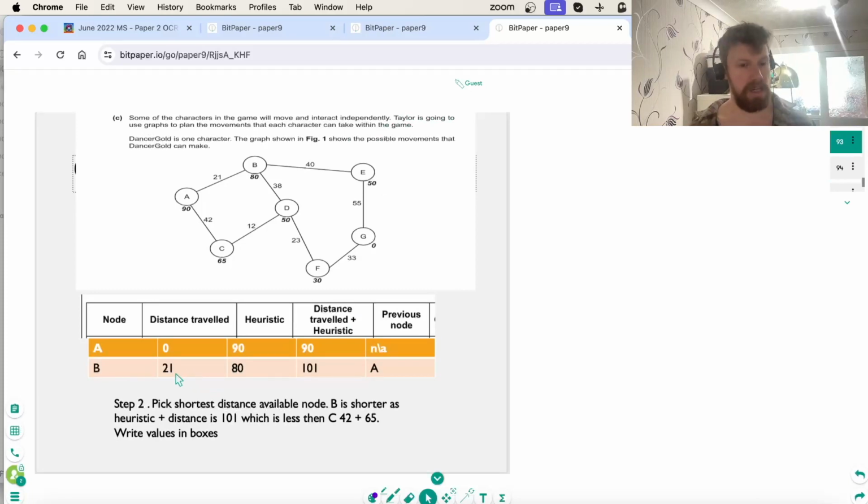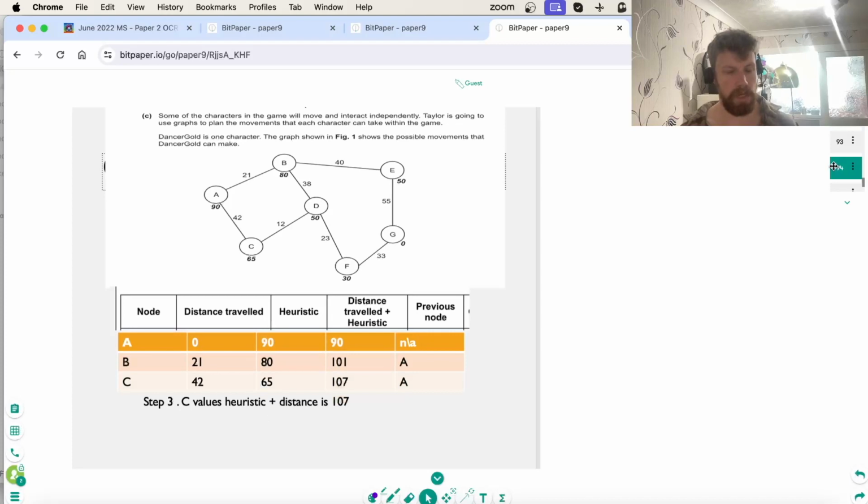B, as I said, the edge weight from A, so we are visiting B because that is going to be the next one. It is a shorter route than going to C, so that's why we're going to visit B. So it's going to be 21. Then the heuristic is going to be 80, as we can see underneath there. Adding those two together gives us 101, and the previous node is A. Next one, C. We're going to go for C because that's the other one that's next to A. So we're going to go for 42. The heuristic is 65, as you can see underneath here. And then if I add those two together, that's going to give me 107. The previous node that I visit is A.